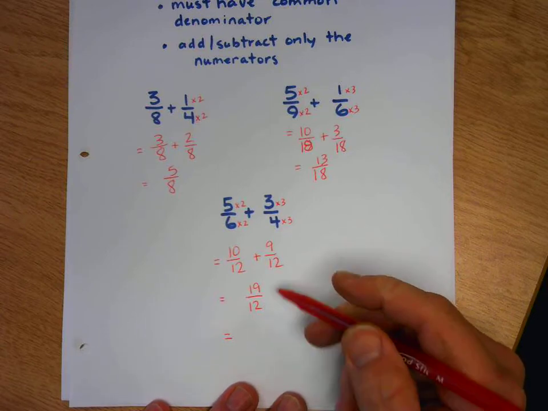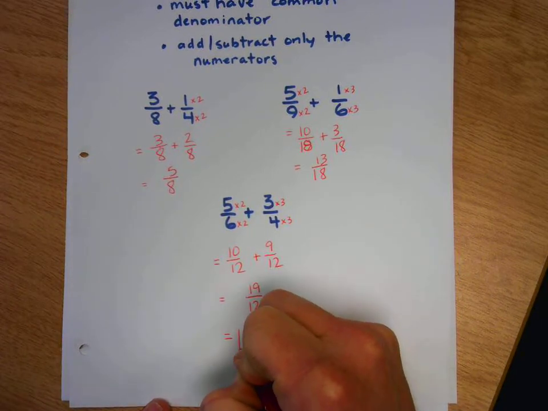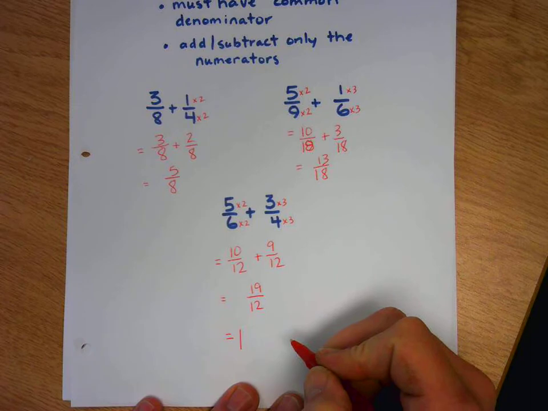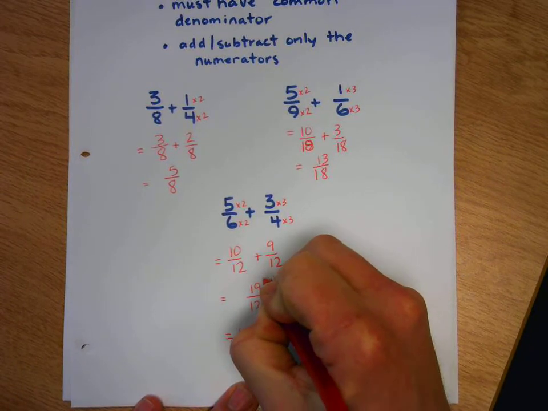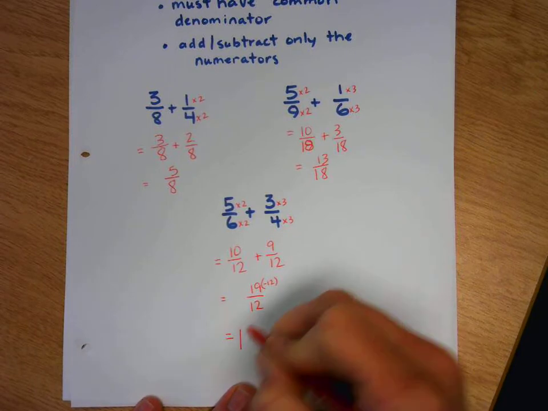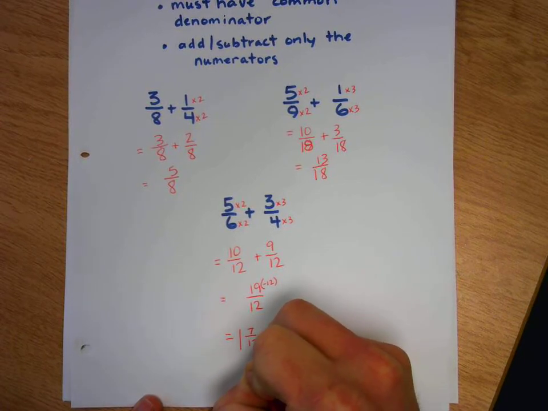So in this case, 12 could go into 19 once, so we could fill one box with 12 items. And then when we remove those 12 to fill up that one box, we would be left with 7 leftover parts. The 7 would go to the numerator, and the denominator would remain at 12.